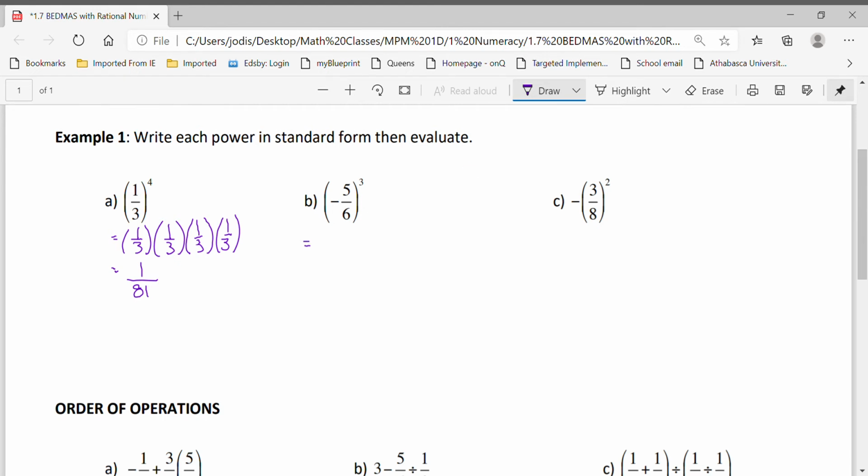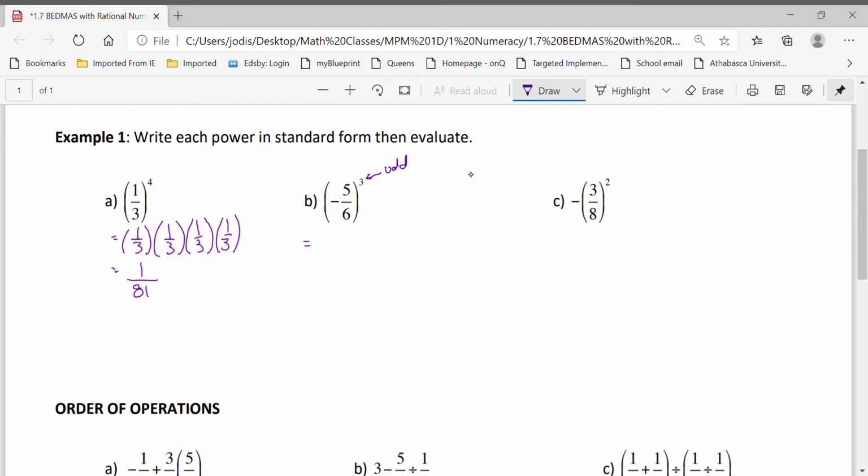If we try this for the next one, again, remember your rules when we're talking about exponents and negative numbers. So we have brackets here and a negative in the brackets, which means we can look at the exponent to tell us what our final sign is going to be. In this case, it's an odd number here. So that means that our final answer should be negative.